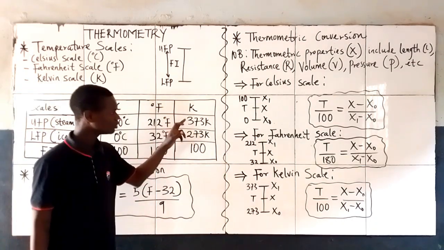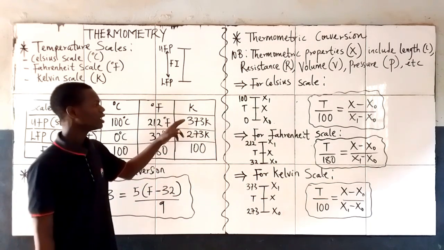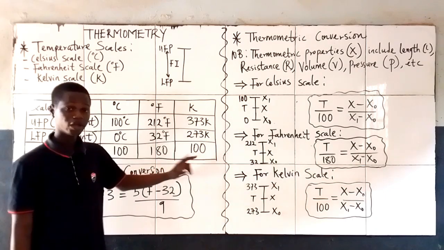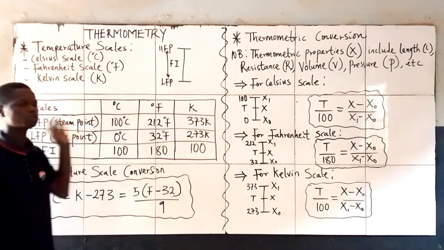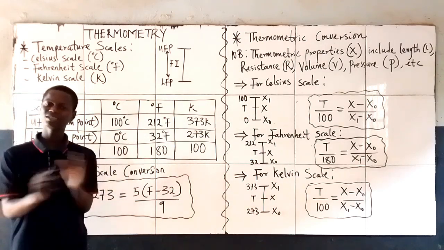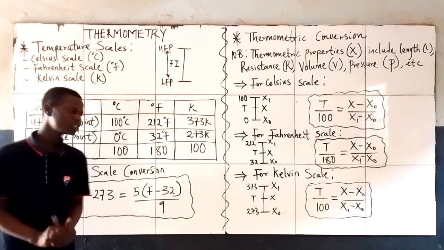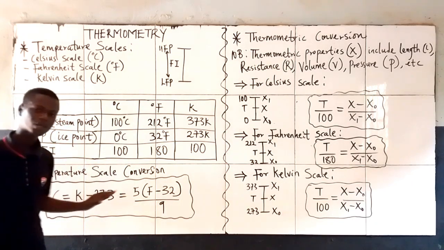Now lastly, for a Kelvin scale or a Kelvin thermometer, let's see what we have. 373 minus 273 will give us exactly 100. So these are the values you should be aware of before you start anything relating to thermometry. Okay? So guys, now we know this, we'll be moving forward to what we call temperature scale conversion.